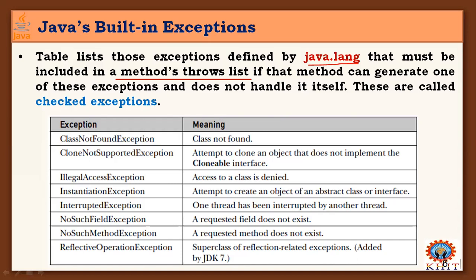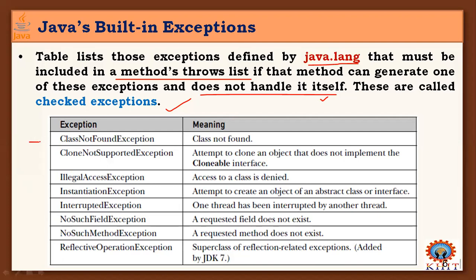If that method can generate one of these exceptions and does not handle it itself, then the method throws that exception because it is unable to handle it. So automatically, the method simply throws that exception, right? So we need to handle that in our program, because we are trying to invoke those methods. These types of exceptions we call checked exceptions.